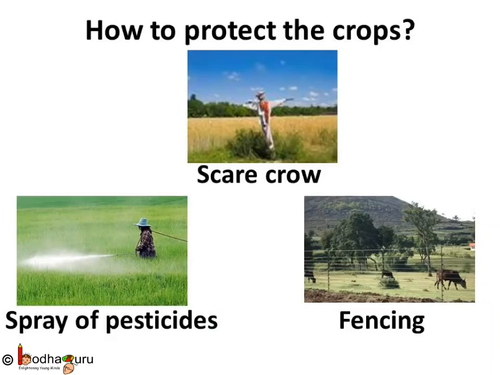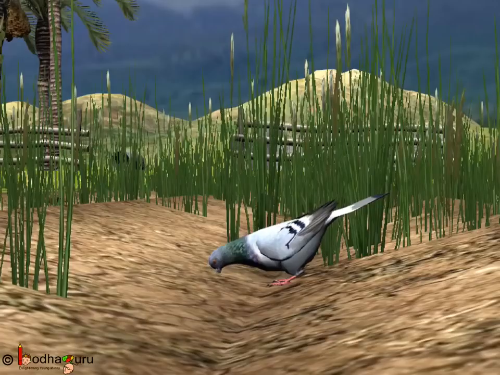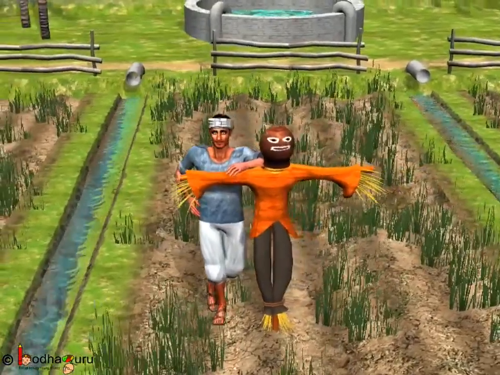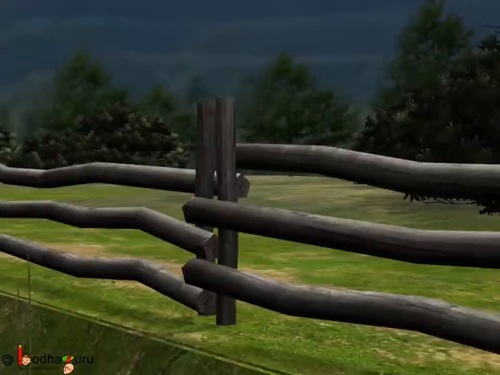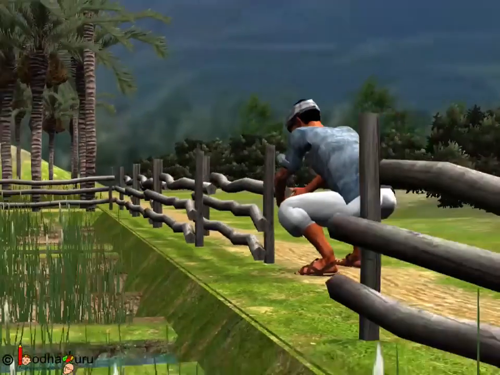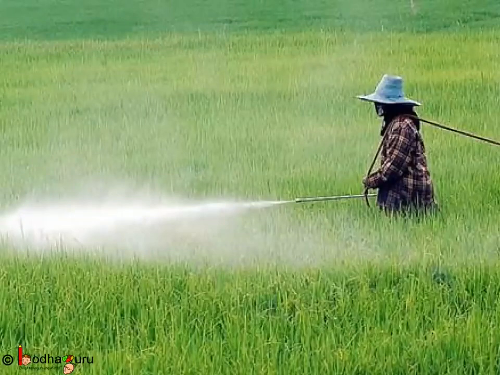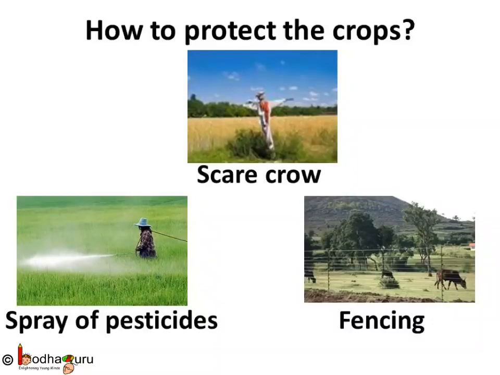To protect our vegetable crops, the farmers follow many steps. They put a scarecrow to drive away birds. They put a fence to keep away cows, goats, and other grazing animals. And if required, spray pesticides to kill insects. That's a lot of work.